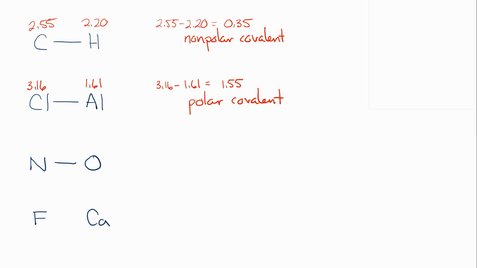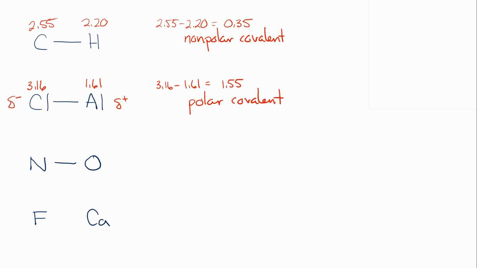Okay, and so this is an intermediate range where we have some separation of charge, but not complete separation or complete transfer of an electron. And it's useful to know which atom is more electronegative or electropositive. The one with the higher electronegativity will be electronegative, and the one with the lower electronegativity will be electropositive.